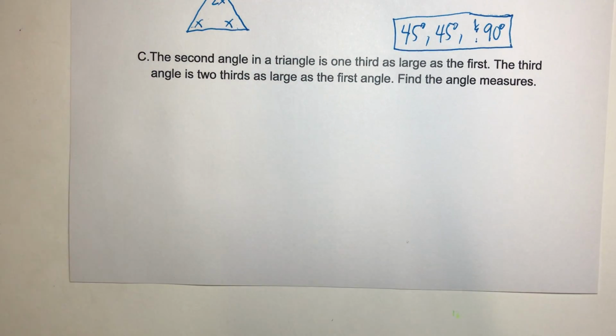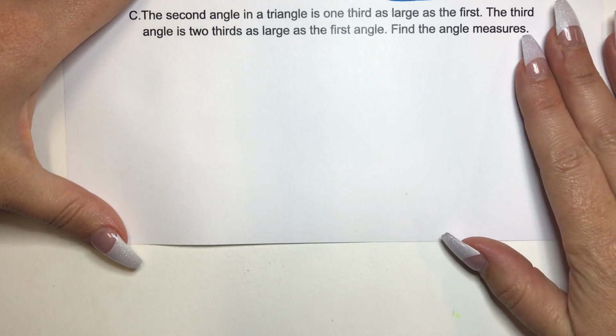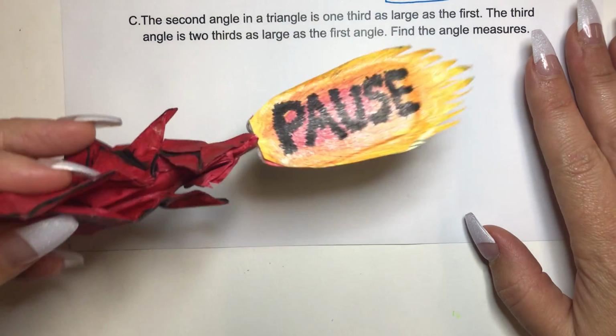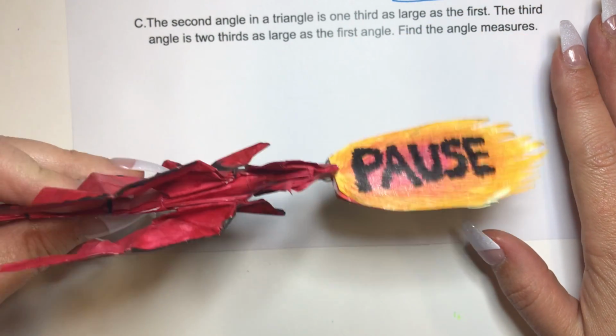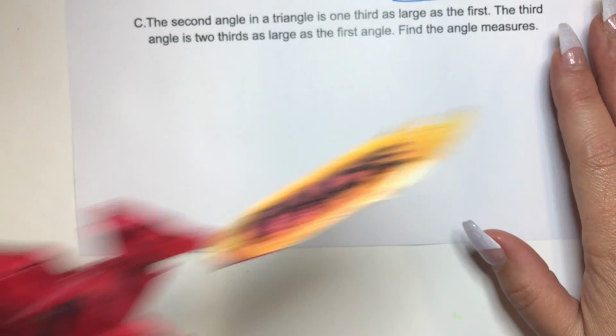And for this one, I want you to go ahead and try it on your own. Okay, so here's my friend the Pause Dragon, to pause your device. Go ahead and work out C. When you get done, press play and we'll talk about it together. All right, see you in a bit.